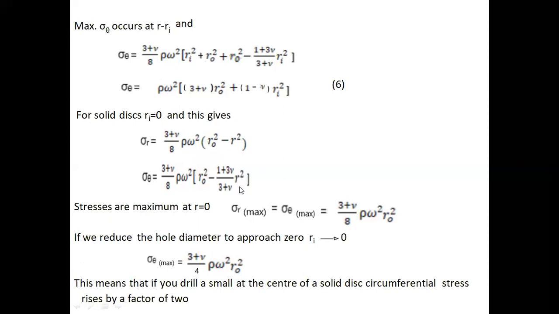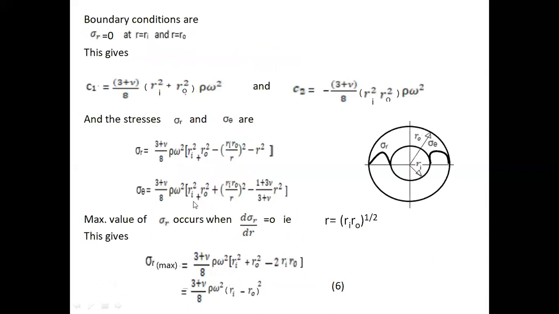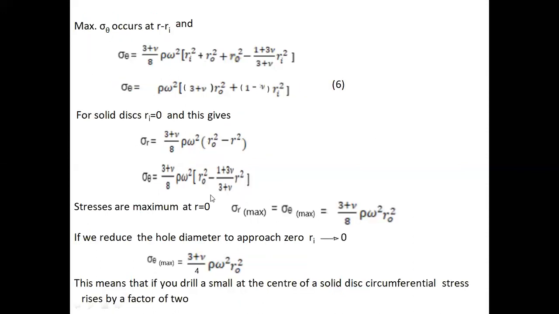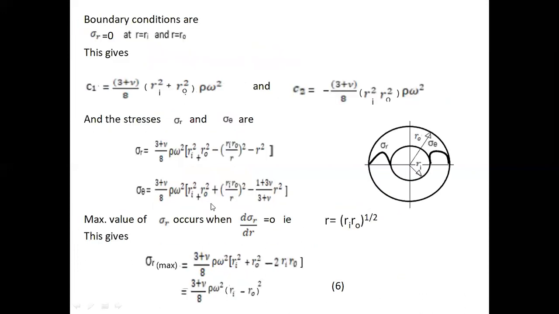And similarly, if you look at this equation, put Ri equal to 0, and you will get a form of the equation like this: (3 plus nu) by 8 rho omega square, Ro square minus (1 plus 3 nu) by (3 plus nu) times R square. It's simple to understand because all we are doing is putting Ri equal to 0. Ri equal to 0 means the first term is 0 and the third term is 0. So you are left with Ro square minus this term, like in the sigma R case, where we are left with Ro square minus R square.